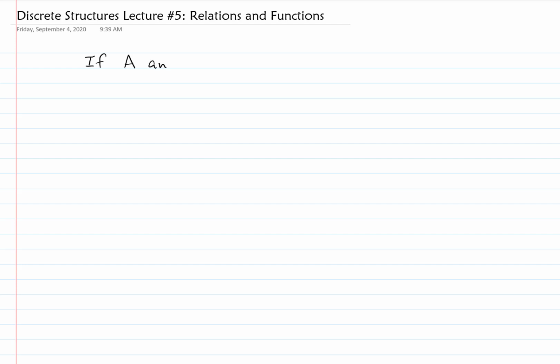If A and B are sets, then A cross B, which is called the Cartesian product of A and B, equals the set of all ordered pairs x comma y such that x is an element of A and y is an element of B.